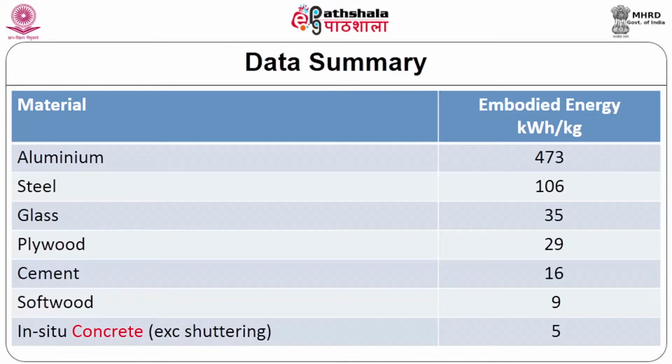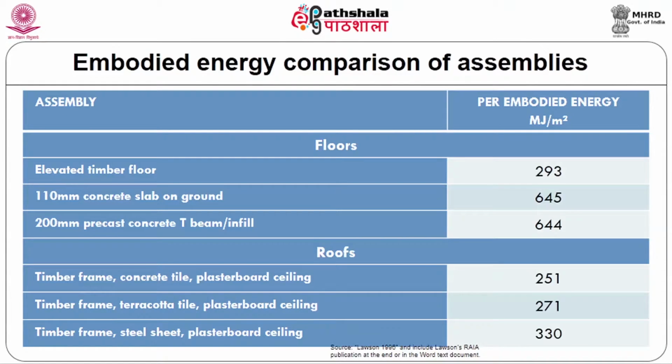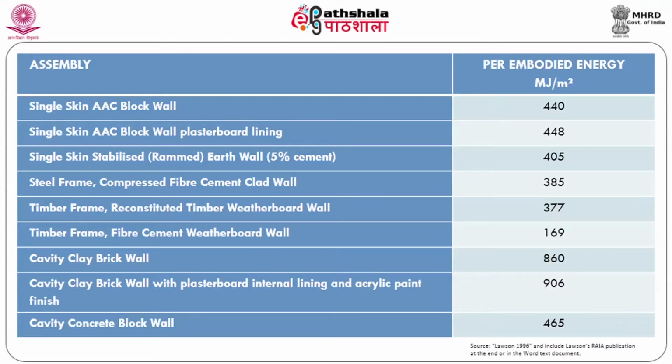Similarly, coming down to assemblies of different walls, if you look at walls like AAC block work or stabilized earth ramp block, stabilized earth is much lesser, even if you include 5% of cement into it, it is still much lesser than the normal earth block. Similarly, a cavity brick wall uses a huge amount of energy. Cavity brick wall with plasterboard internal filling uses almost double what you are using with stabilized mud block.